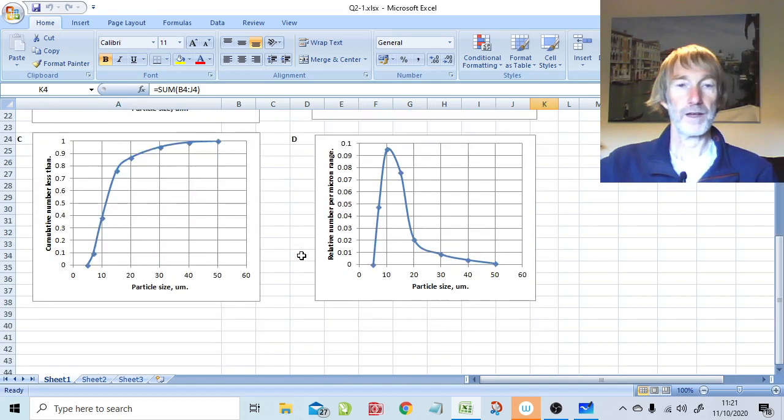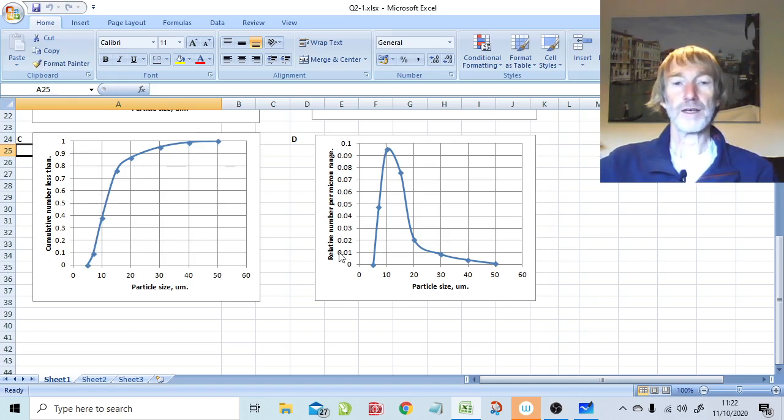What about the cumulative number? If we come down to the cumulative number, here is our cumulative number graph, and it starts at 5 microns, ends at 50 microns. 50 microns is 100% less than 50 microns, or 1 as a decimal, so it's that cumulative curve that we were expecting from my rough sketch a few moments ago.